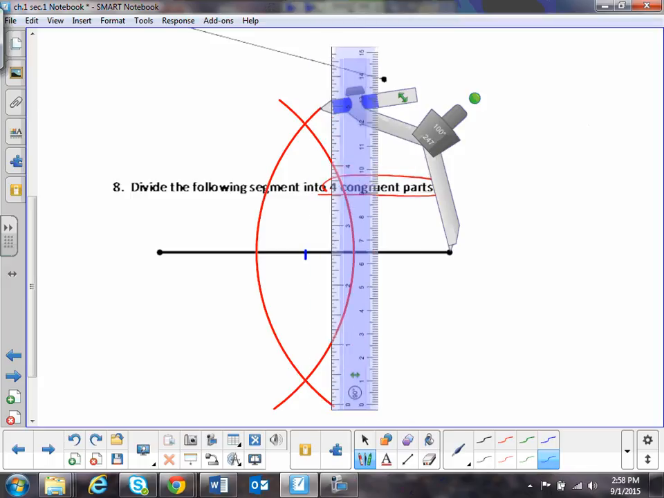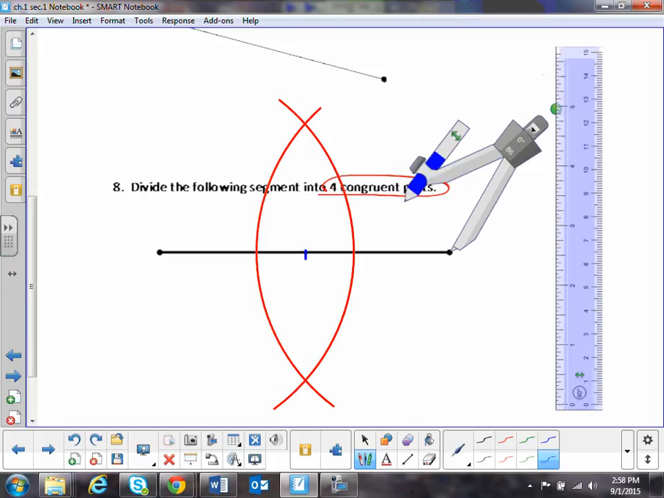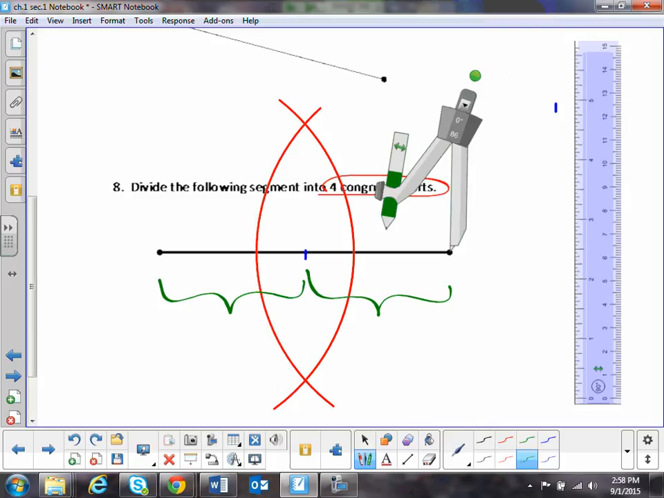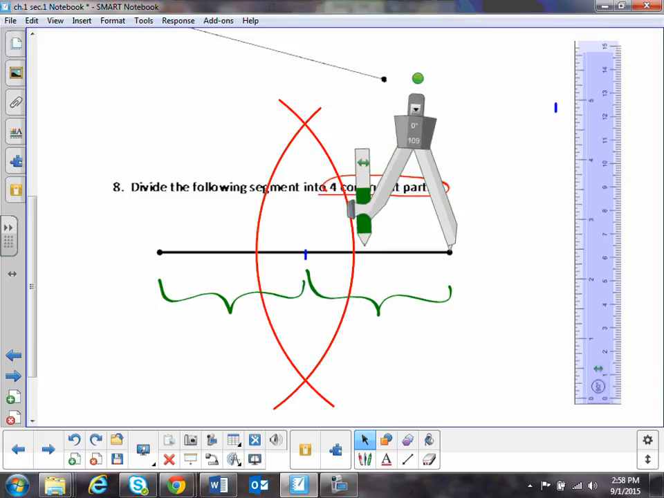So we just divided it into 2 congruent parts. We need 4. So if you think about it, if I cut this portion right here into 2 equal parts, then I can cut this one over here into 2 equal parts, giving me 4. So basically, you're doing the midpoint 2 more times. Okay, so make your compass slightly bigger and out of the way.